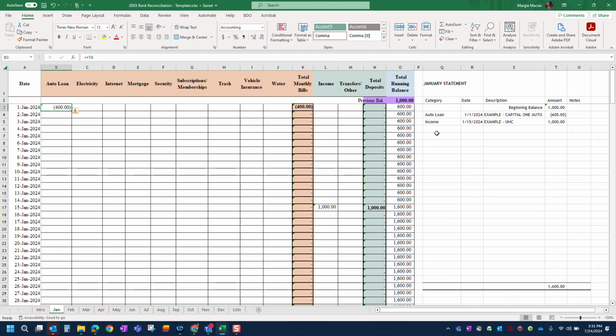and I have them separate for each bank. Whenever I get paid, I have three banks that I separate my money into. And this is just for my bills. Say I have an auto loan for $400. My previous balance from December of 2023 was 1,000. So it took the 400 from this and it became 600.